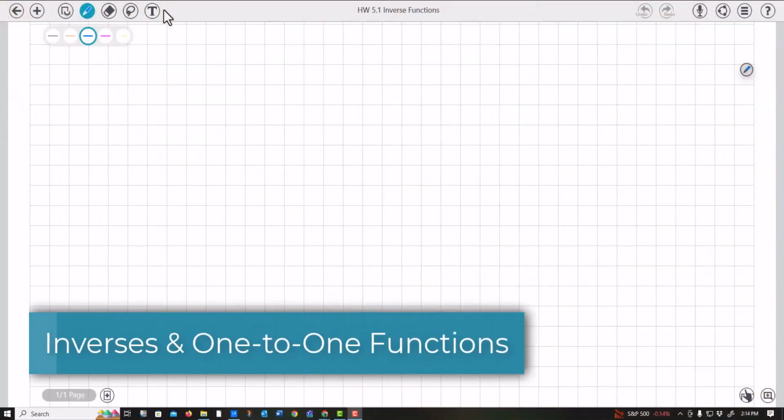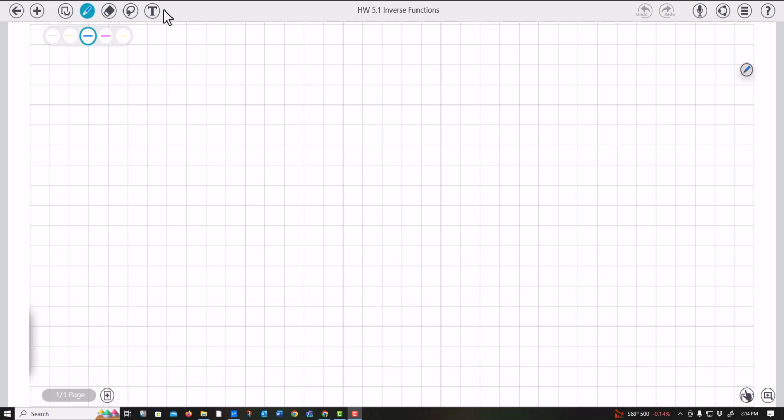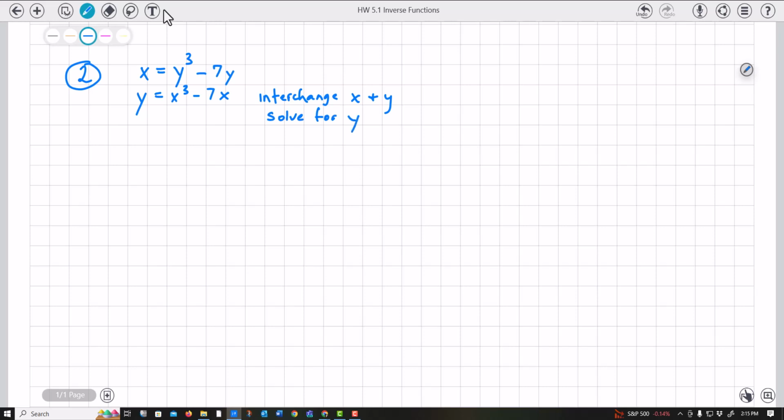All right, let's talk about inverse functions and one-to-one and all this kind of good stuff. So if I had something like x equals y cubed minus 7y, how you turn this into an inverse function is the first thing you do is you interchange x and y. So in other words, all the x's become y's and all the y's become x's. And then the next thing you do is you solve for y.